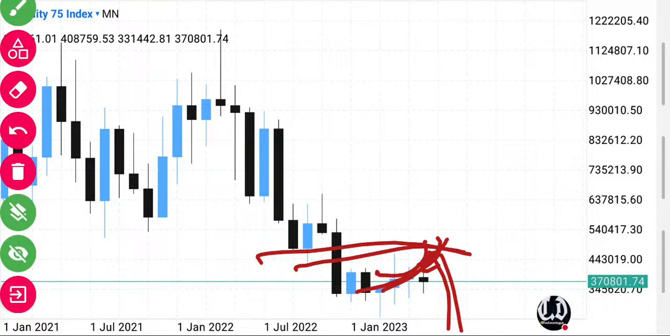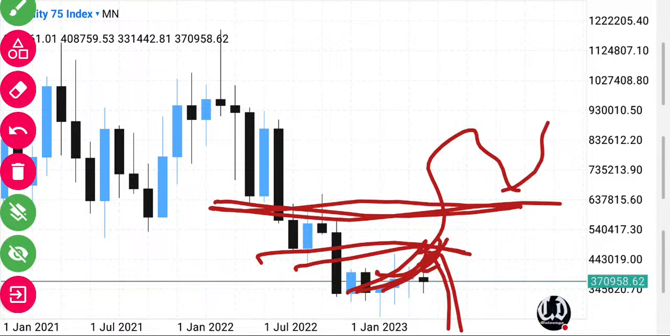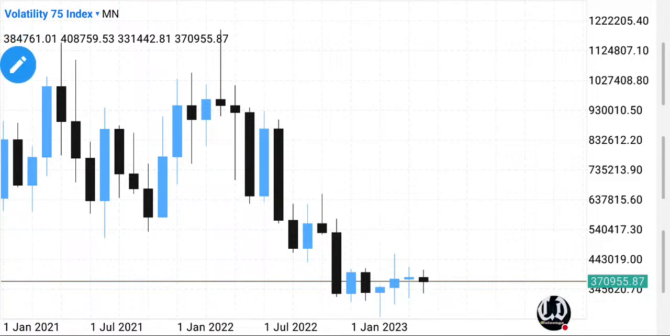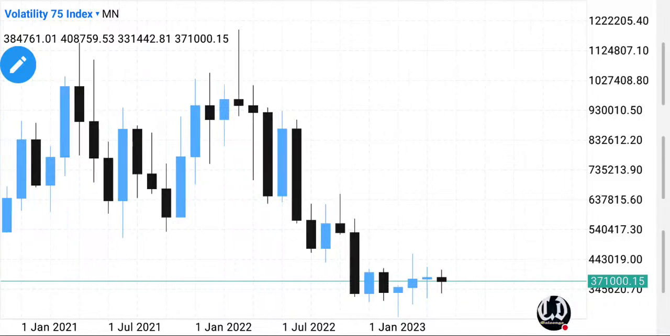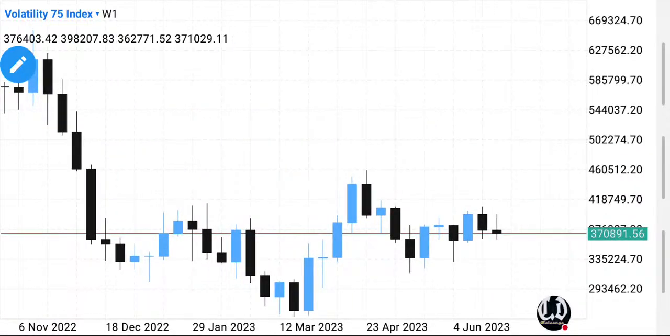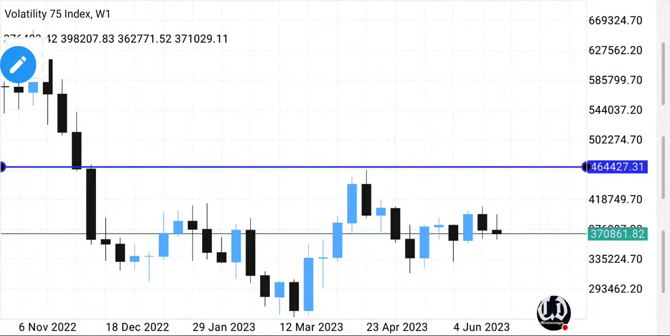If the monthly closes above this area, we're no longer looking for sells, we'll be looking for buys. So as well, to see our direction, we have to drop down to our structure time frames, that is weekly and daily. We are in weekly. When you reach weekly, you have to get a horizontal tool or a line tool like this.